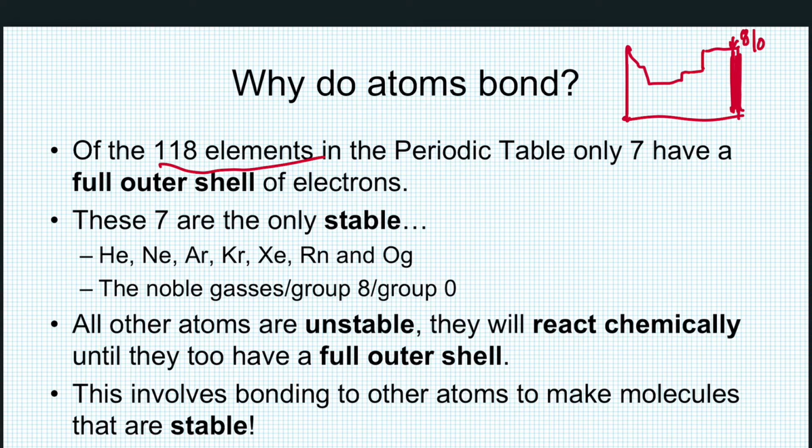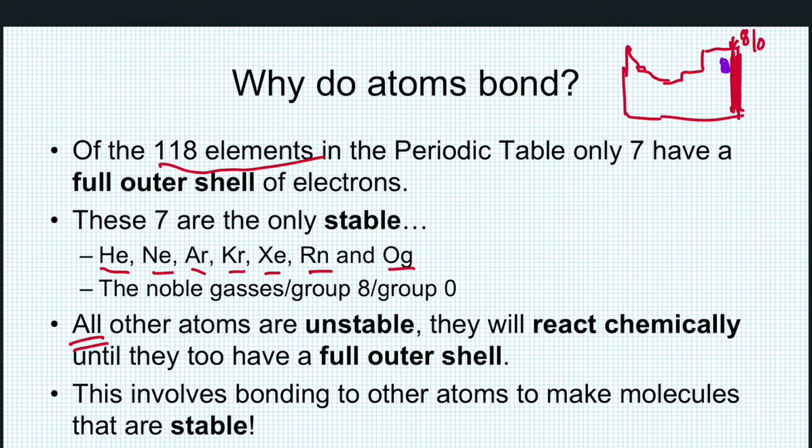They don't react very readily with anything because they have this full outer shell of electrons, so they don't need to gain or lose electrons, and gaining and losing electrons is how atoms bond. Okay. The noble gases are helium, neon, argon, krypton, xenon, radon and oganesson. All other atoms are unstable, and they will react chemically until they've reached a full outer shell. Once they have reached a full outer shell, they are then more stable, and they will become unreactive, or less reactive, certainly. And they do this by bonding to other atoms, and that makes molecules that are stable.